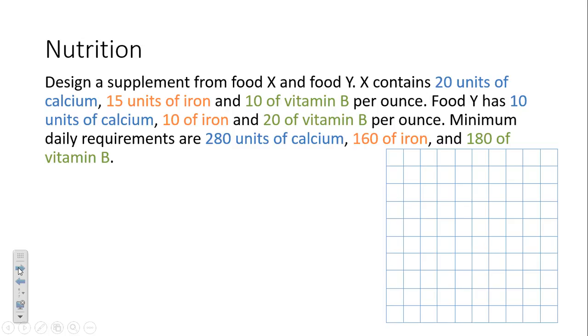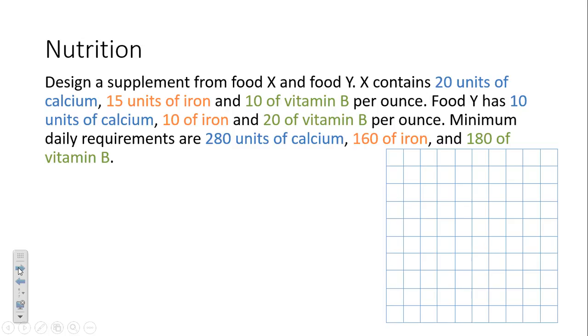And we're trying to figure out if we need a minimum of 280 units of calcium, 160 of iron, and 180 of vitamin B, what is the optimal measurement, or how do we set that, or how do we balance those two foods? It could be a zookeeper at the zoo trying to balance the nutrients for the gorillas, or a dietitian trying to balance it for nursing home patients. Does that make sense? Or a food service person for high school students.